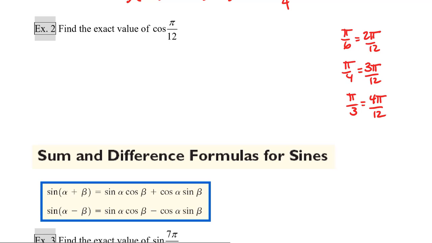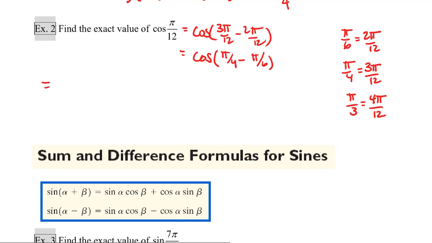So you can see that I could say that the cosine of pi over 12 is exactly the same as the cosine of 3 pi over 12 minus 2 pi over 12, which is the same as the cosine of pi over 4 minus pi over 6. Now if I put this into my formula, this is the same as cosine of pi over 4 times cosine of pi over 6 plus sine of pi over 4 sine of pi over 6.